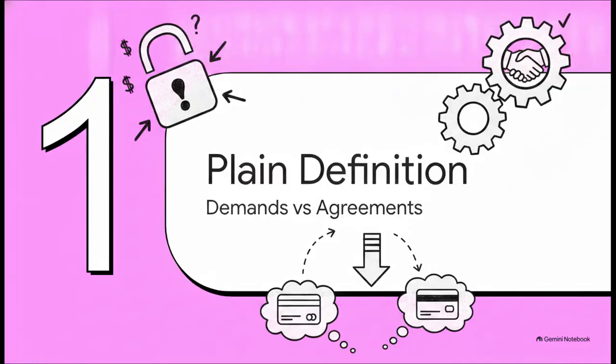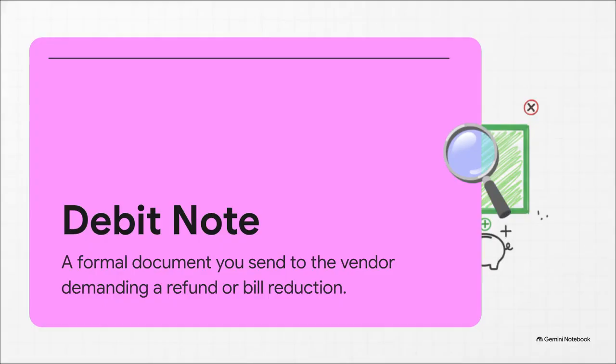Ouch. So let's get into Section 1, Plain Definition, Demands versus Agreements. Let's just strip away all that corporate jargon for a second. In really simple terms, a debit note is just a formal document you send to your vendor, basically demanding a refund or a bill reduction. On the flip side, a credit note is the vendor's official document where they actually agree to lower your bill. It really is just that simple, guys. It's a demand from you and an agreement from them.